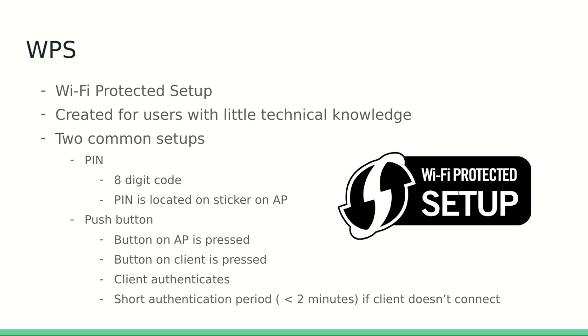The AP will turn off the WPS signal once a client is connected or the time limit is up, which is often 2 minutes or less, to minimize the window an attacker could attempt to connect. And that is all I have.